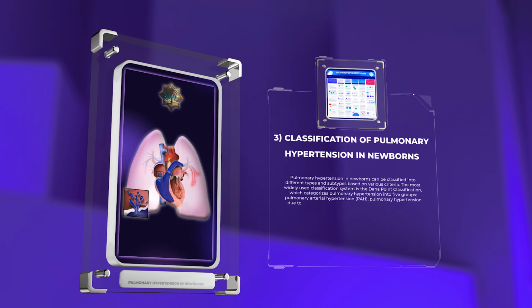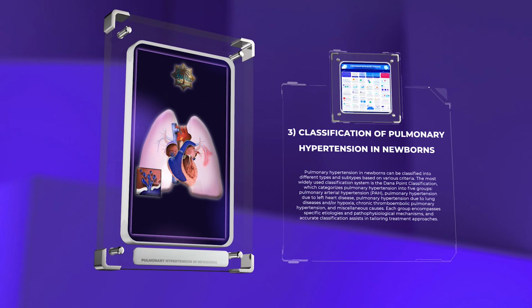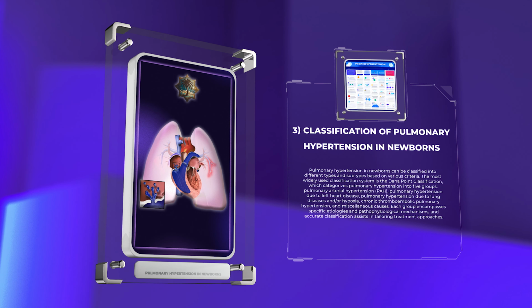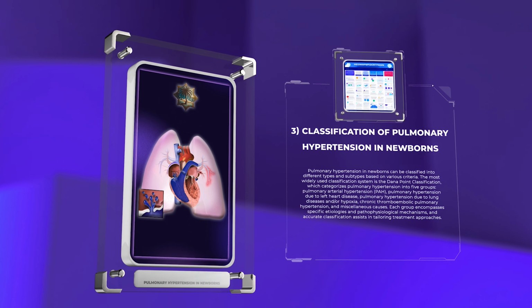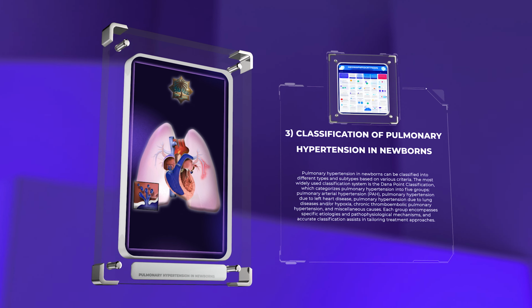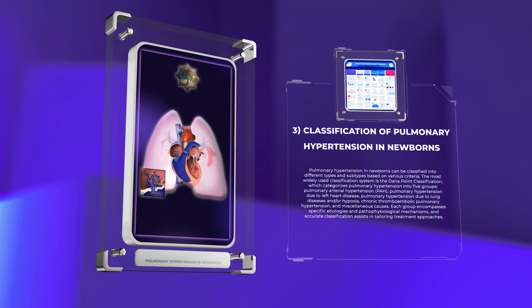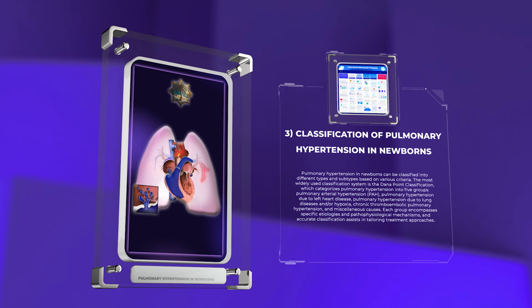Pulmonary hypertension in newborns can be classified into different types and subtypes based on various criteria. The most widely used classification system is the Dana Point classification, which categorizes pulmonary hypertension into 5 groups: pulmonary arterial hypertension, PAH, pulmonary hypertension due to left heart disease, pulmonary hypertension due to lung diseases and/or hypoxia, chronic thromboembolic pulmonary hypertension, and miscellaneous causes. Each group encompasses specific etiologies and pathophysiological mechanisms, and accurate classification assists in tailoring treatment approaches.